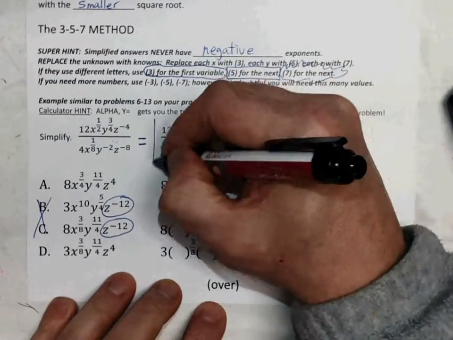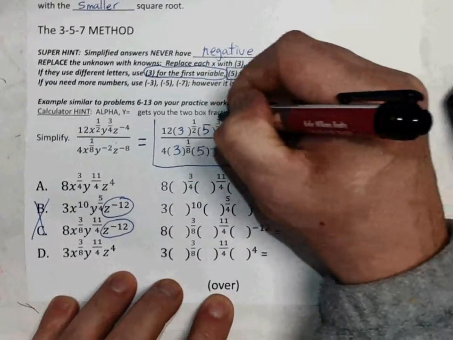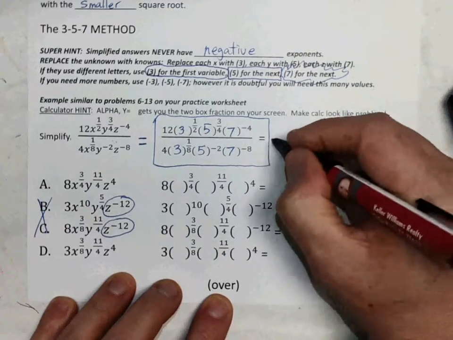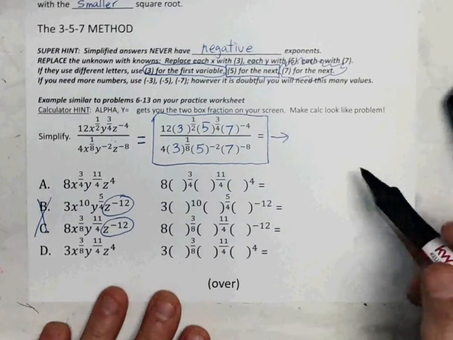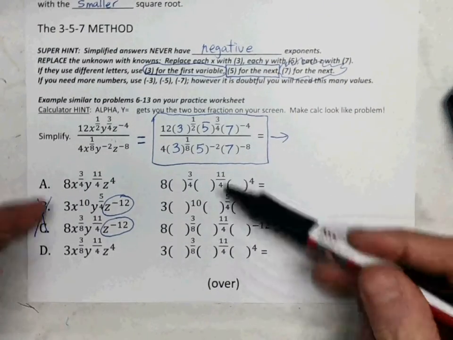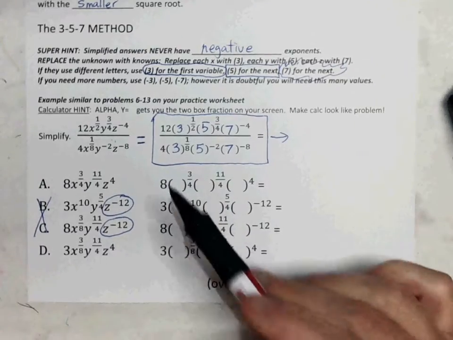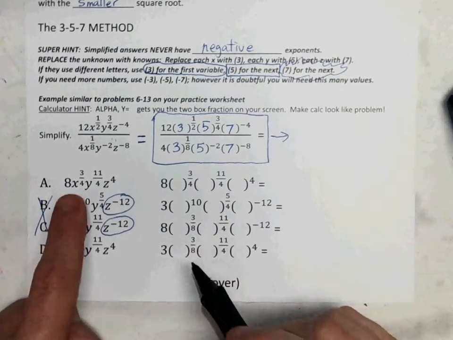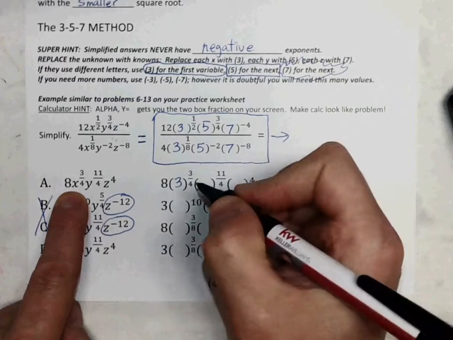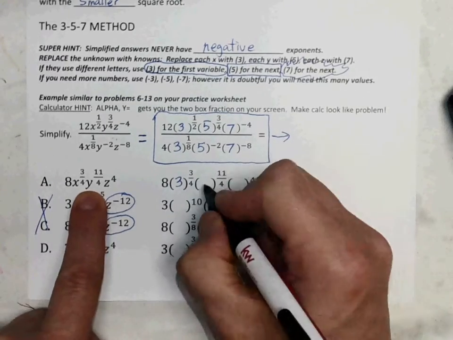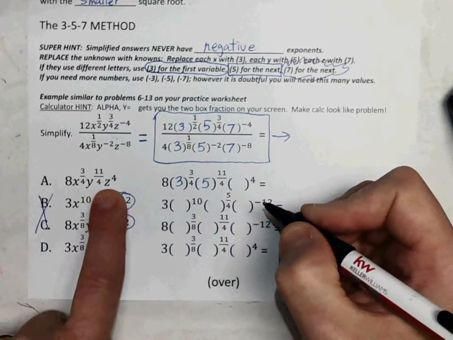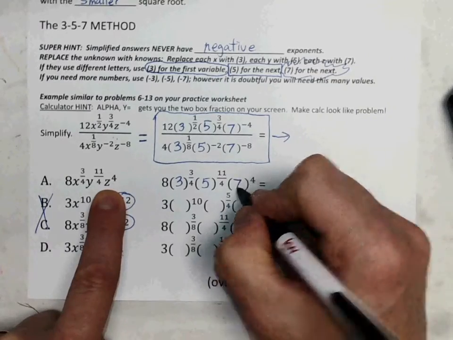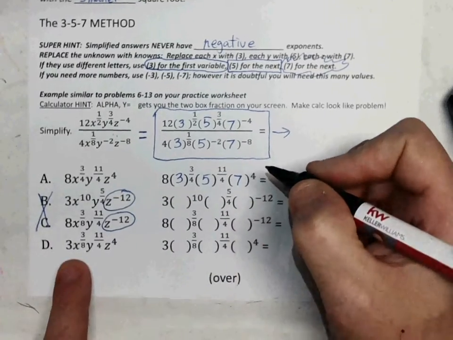So what I'm going to do is take this expression, throw it in my calculator, and I'm going to get some type of number that I'm going to write down, and then I'm going to play matchy-matchy down here with A and D. Again, everywhere I see an X, I'm going to put a 3. Everywhere I see a Y, I'm going to put a 5. Everywhere I see a Z, I'm going to put a 7. 3-5-7. Same thing on D.